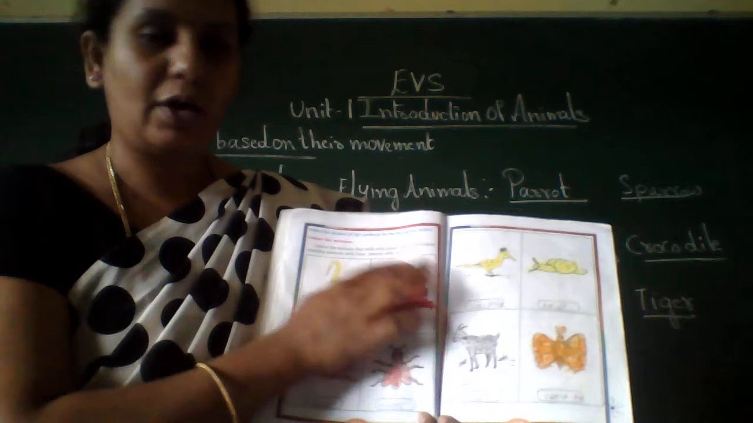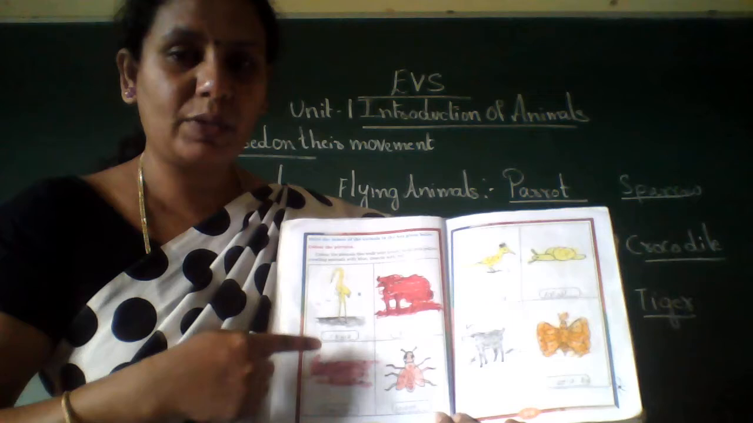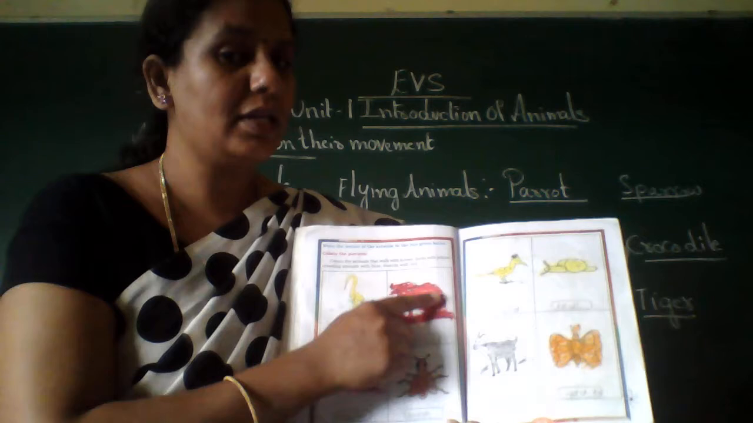Okay, don't take this one. For walking animals you have to put brown color. So for buffalo you have to put brown. For birds, yellow color. So out of this, which one is a bird? This. So for birds you have to put yellow color.